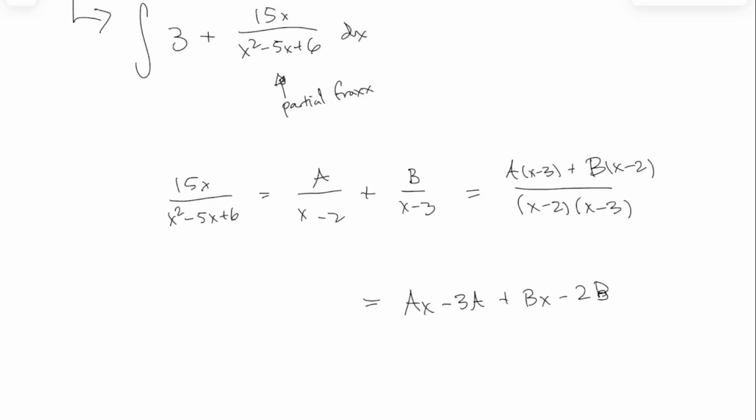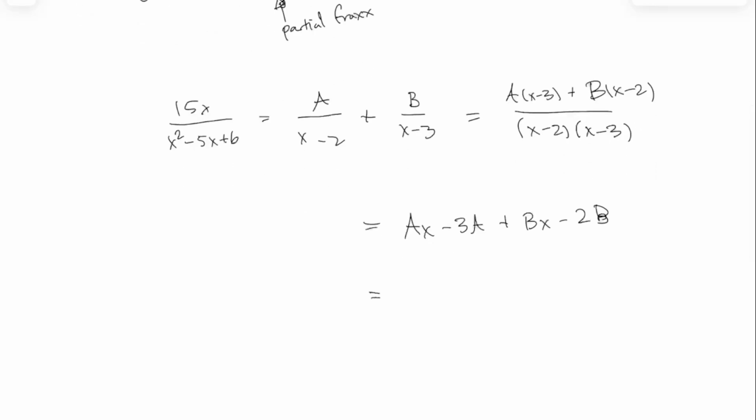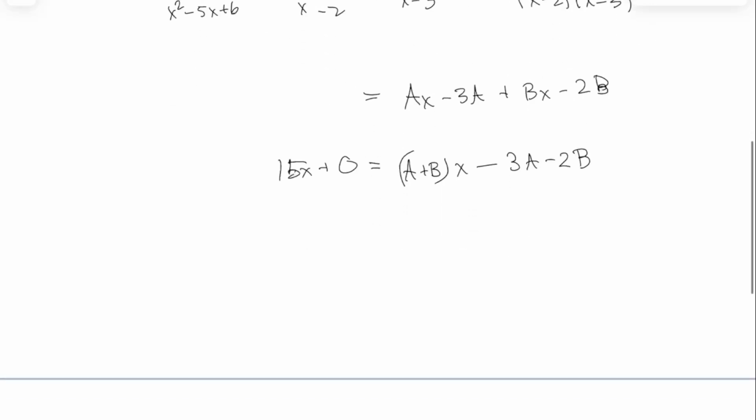And I'm going to group them in terms of x's and constants. It says A plus B times x minus 3A minus 2B, and all of that equals 15x. I'll write it as 15x plus 0. The constant part is 0. The x part is 15x. And now we can equate the like coefficients. So I go 15 equals A plus B, and also 0 equals 3A minus 2B.